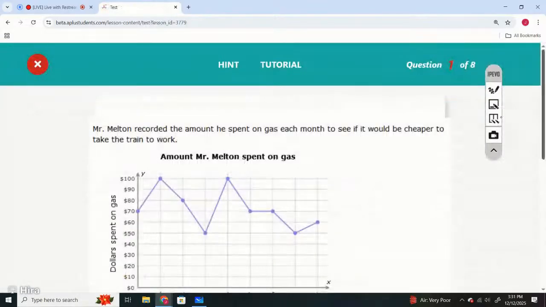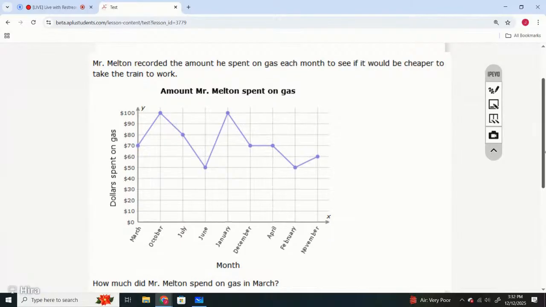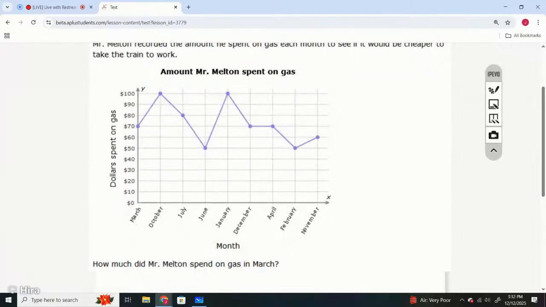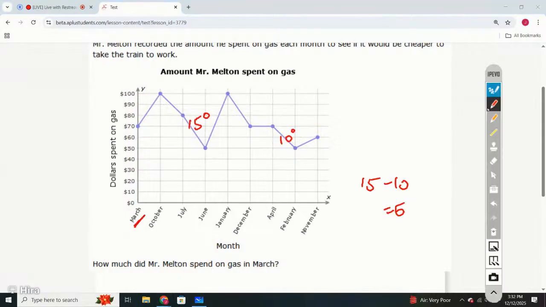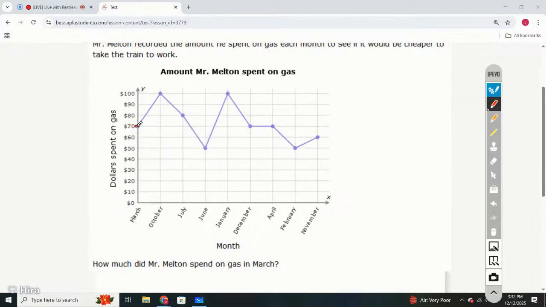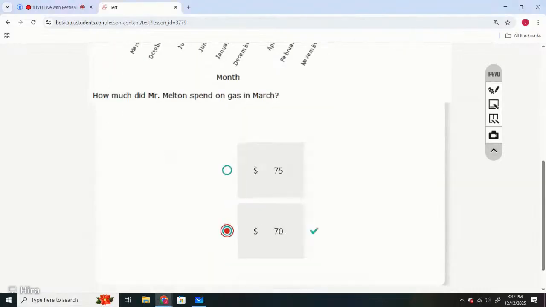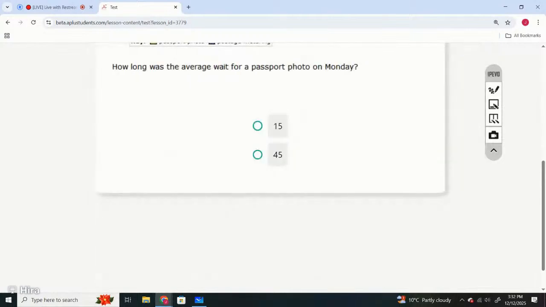Let's just start with the test questions. Mr. Melton recorded the amount he spent on gas each month to see if it would be cheaper to take the train to work. How much did Mr. Melton spend on gas in March? Here is March. So in March, the dollars spent on gas are $70. The correct option is option number 2, $70.